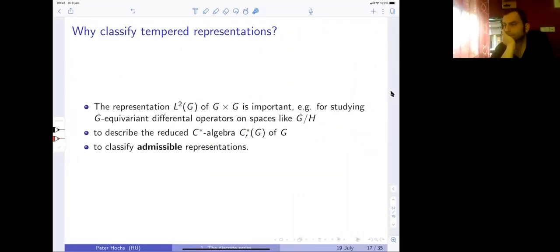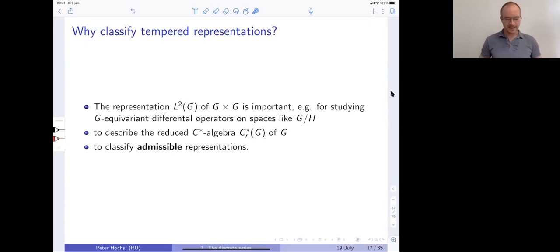Okay, so I'm going to claim that it's good to classify tempered representations. Here are some reasons why that would be interesting. First of all, this representation is an important representation of G times G. We know that the Fourier transform is, for example, useful to study differential operators on the real line or on periodic functions. In this case, we can study differential operators on a space like G mod H, where H is a compact subgroup.